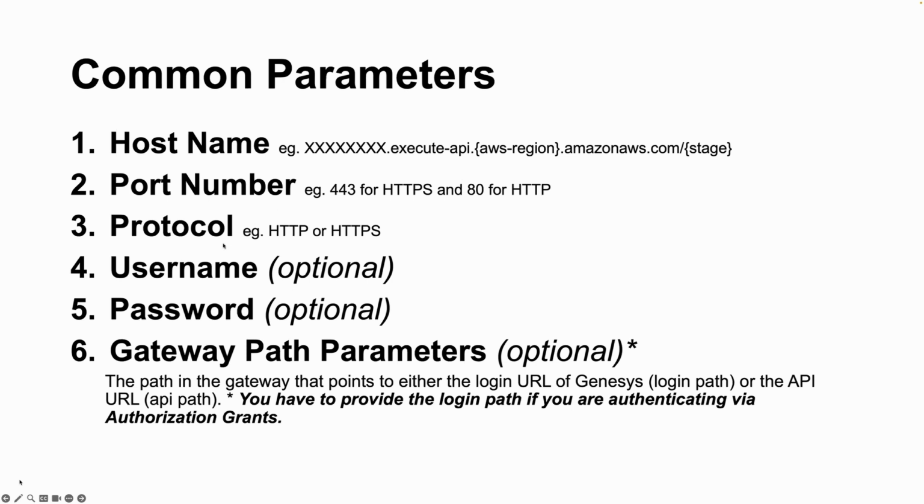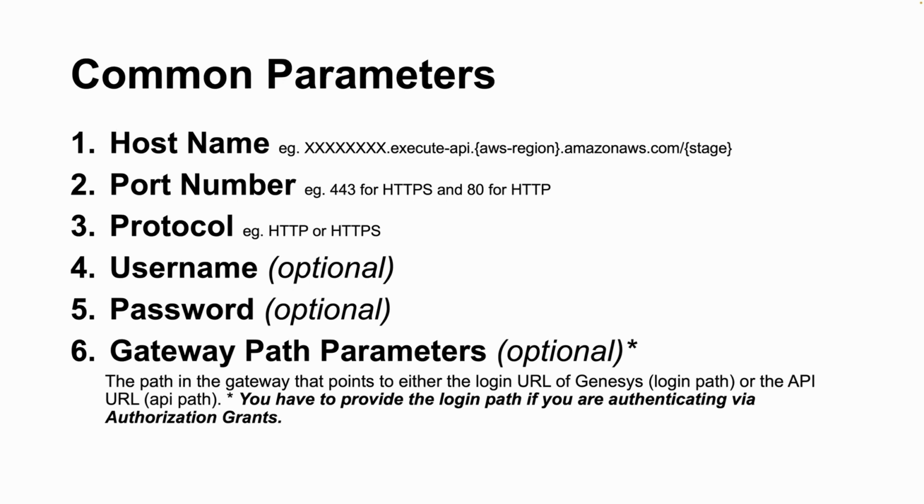Then the next one is the protocol. It's either HTTP or HTTPS, depending on how you configure it. Then number 4 and number 5 are the username and password. Depending on how you configured your API gateway, you might require some authentication in order to use it. With our tools, we support providing the username and password for authentication.